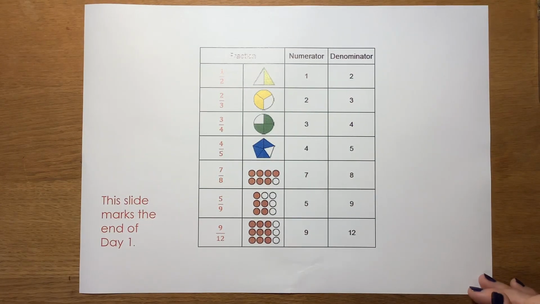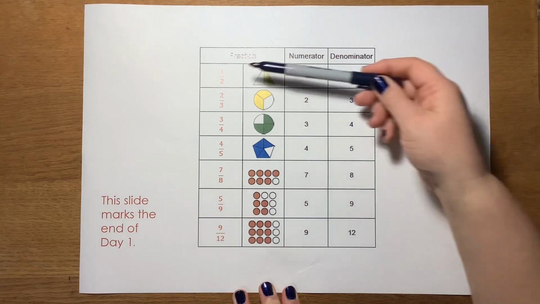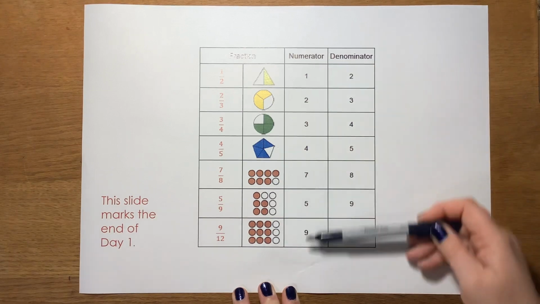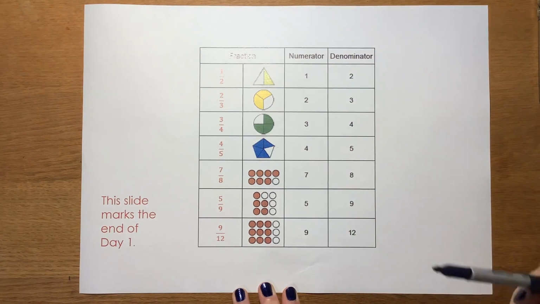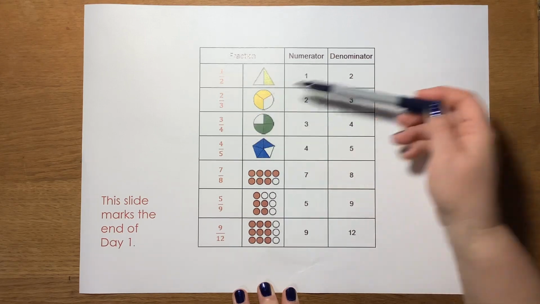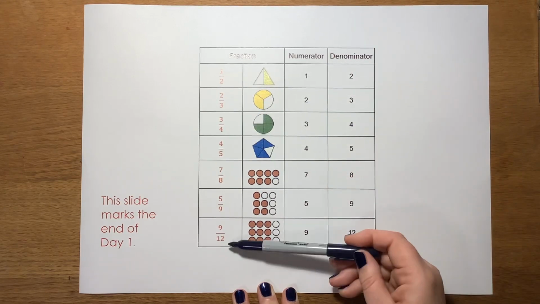And then this is the final sheet. Filling in the fractions, you could have looked at the pictorial representation, or you were given the numerators and the denominators. And as before, the numerator is the top part of the fraction, the denominator is the bottom part.